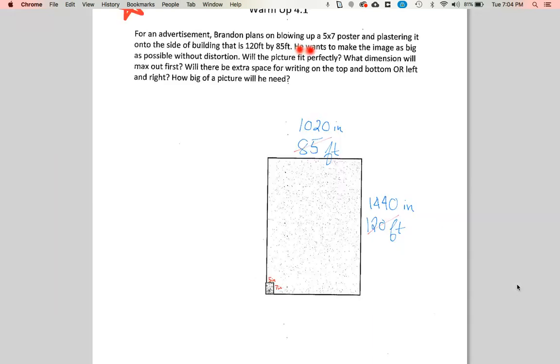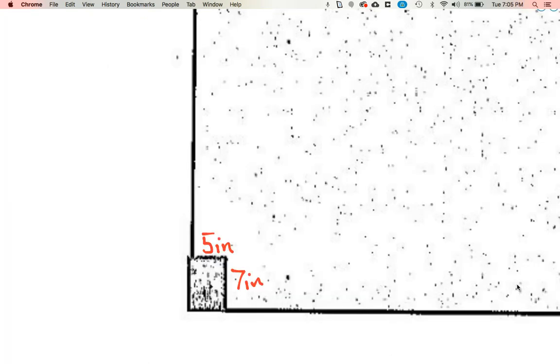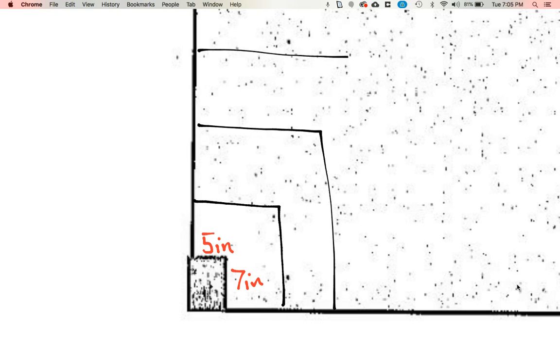So back to the problem. He wants to make the image as big as possible without distortion. So without distortion means I cannot just drag this image and make it 5 inches and drag it all the way over to 1,020 inches and then drag it from 7 inches all the way up. Remember when we tried to get the Steve Carell or the Michael Scott picture in the 8x10, we just dragged it however we needed to fit perfectly. We don't want to distort the image, which means I need to come in here and grab it from the corner, and I need to keep making it bigger and bigger, meaning both dimensions are growing at the same rate.